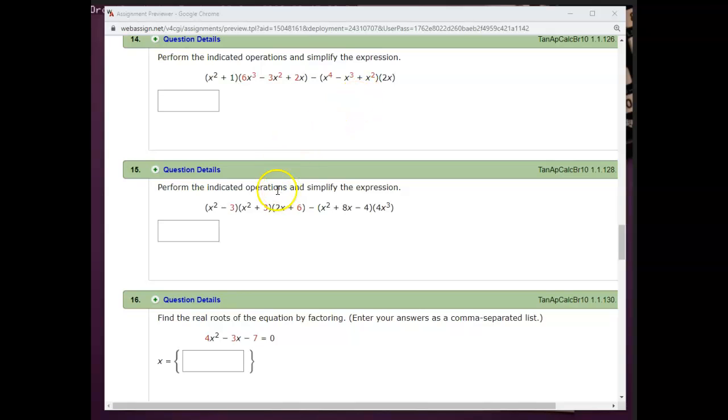Perform the indicated operations. Notice here I have x squared minus 3 times x squared plus 3, so I can immediately write x to the 4th minus 9 for this. So there's a little hint. And then you'll have to FOIL it with this, being careful with your powers and your first, outer, inner, last sequence. Here we're finding the real roots of the equation by factoring.